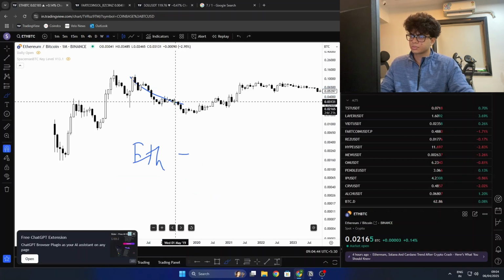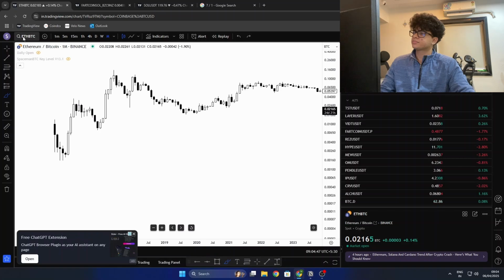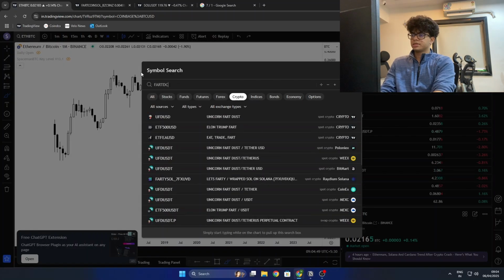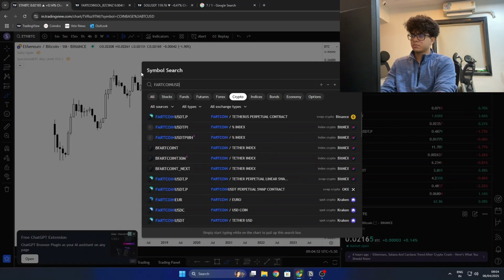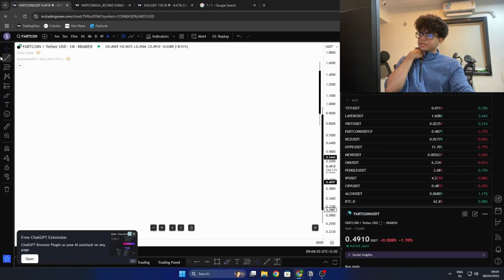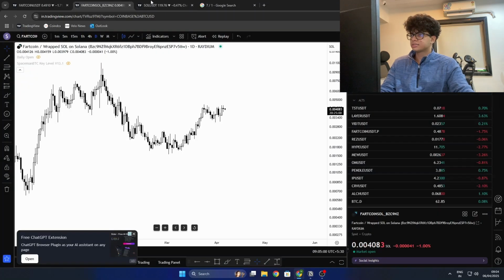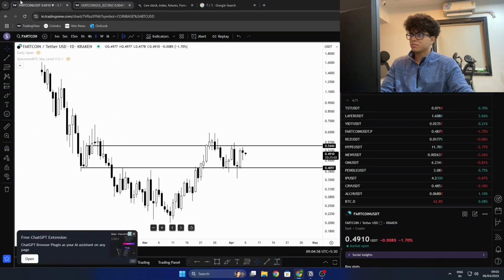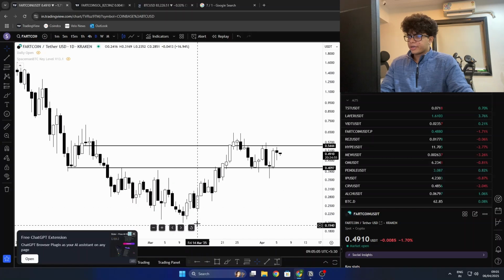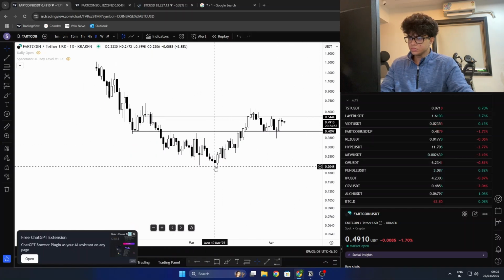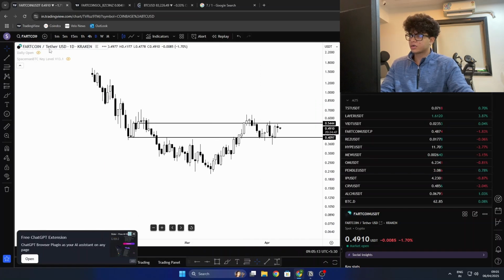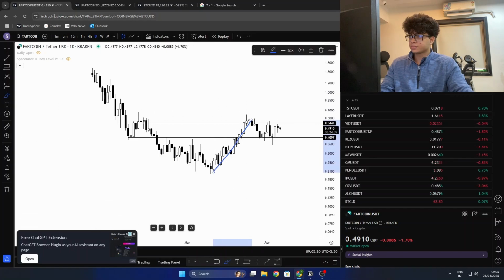So now let's take another example. Let's take Fatcoin. Right, so this is Fatcoin. Let's take the daily chart, and okay, I already have it here. Let's take 11th March. Here you can see this is Fatcoin by Tether USDT. So this is the normal Fatcoin chart. From 11th March, it went up a lot.